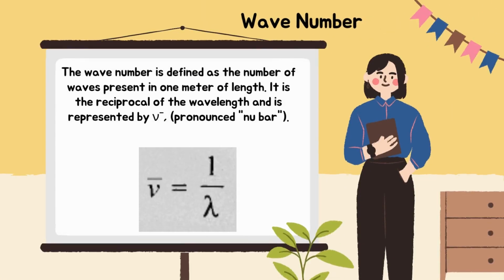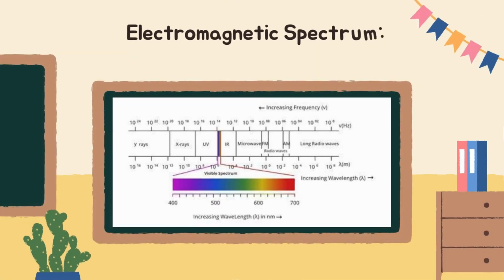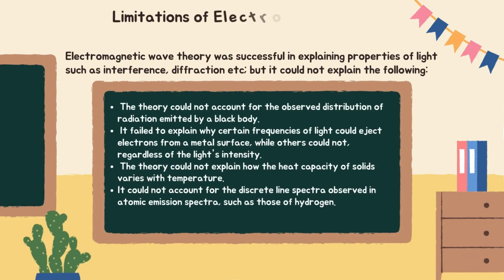Wave number. The wave number is defined as the number of waves present in 1 meter of length. It is the reciprocal of the wavelength and is represented by ν bar, pronounced nu bar. Electromagnetic spectrum, see the image. Limitations of electromagnetic wave theory.